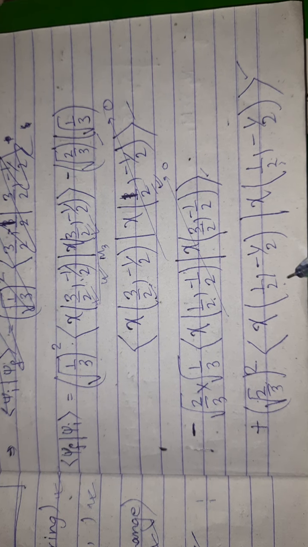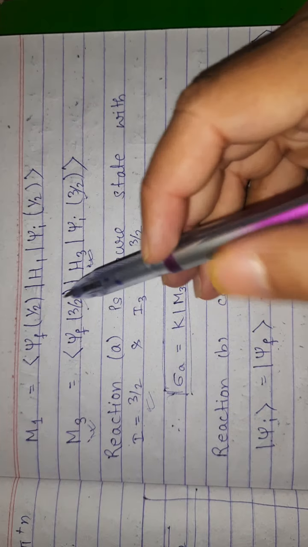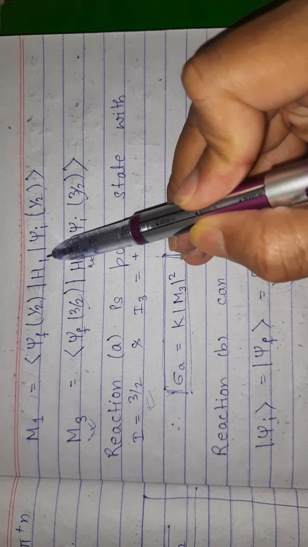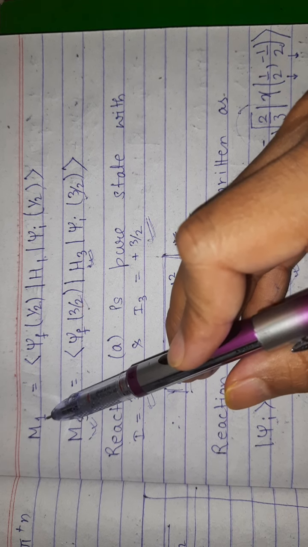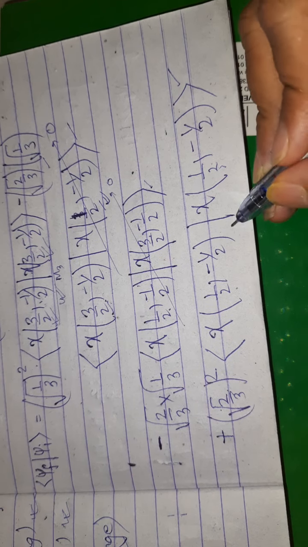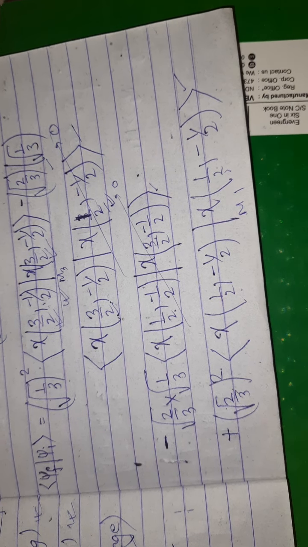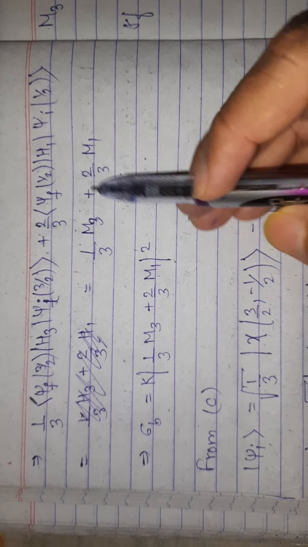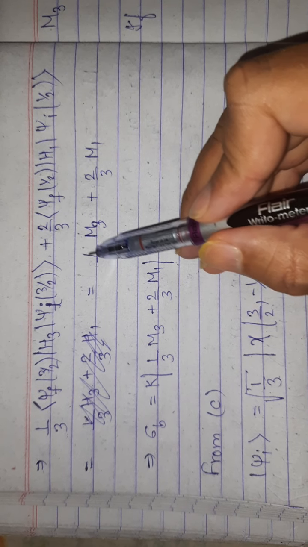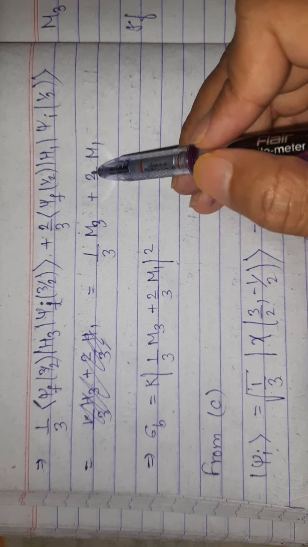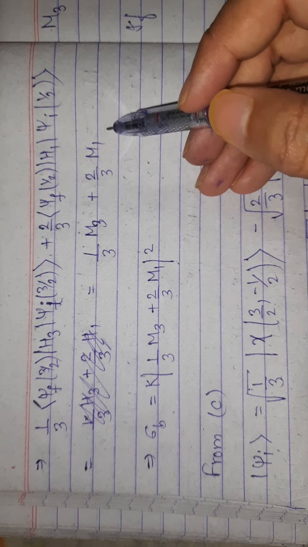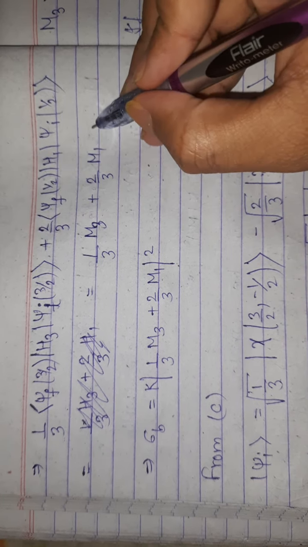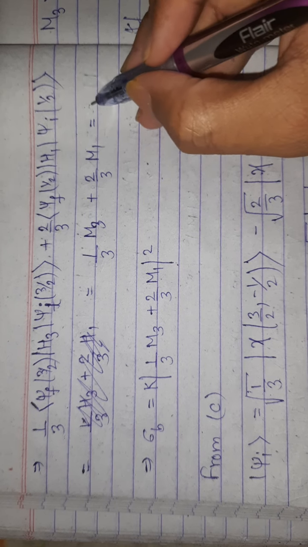So what do half and half correspond to? Half and half corresponds to H1, or you can say the matrix element or amplitude M1. So we simply substitute M1 here. So we get this, and as I told you, 1 by 3 M3 will be here plus 2 by 3 M1 will be here. Now this is actually just the amplitude.